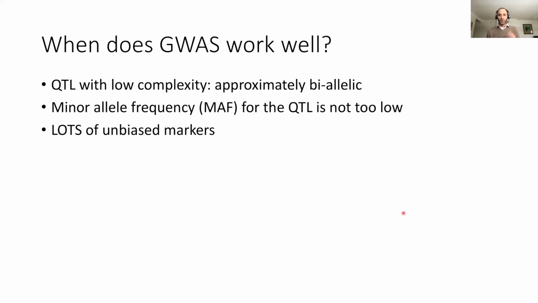First, it works best when you're talking about QTL that are approximately biallelic. Two, the minor allele frequency for the QTL should not be too low. And three, you have lots of unbiased markers. Now let me elaborate on those three points a little bit here.